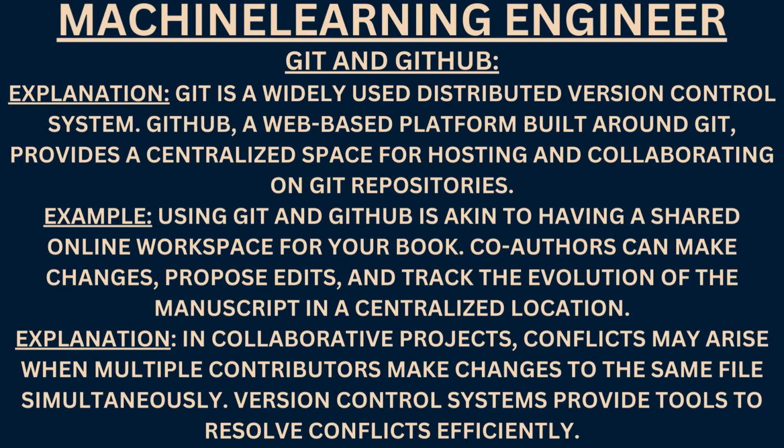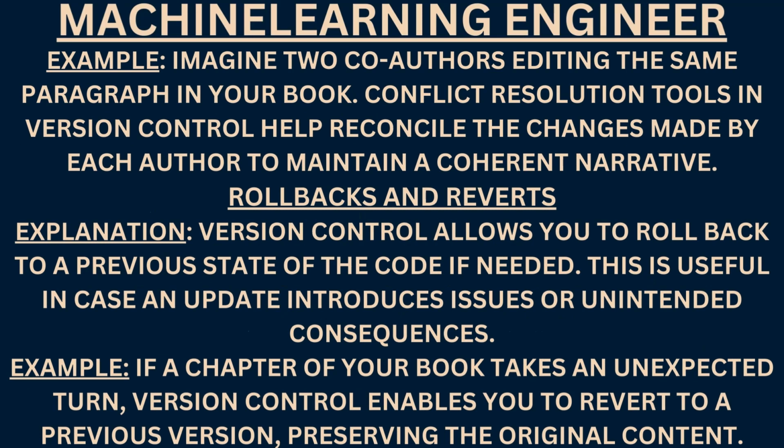Explanation. In collaborative projects, conflicts may arise when multiple contributors make changes to the same file simultaneously. Version control systems provide tools to resolve conflicts efficiently. Example, imagine two co-authors editing the same paragraph in your book. Conflict resolution tools in version control help reconcile the changes made by each author to maintain a coherent narrative.